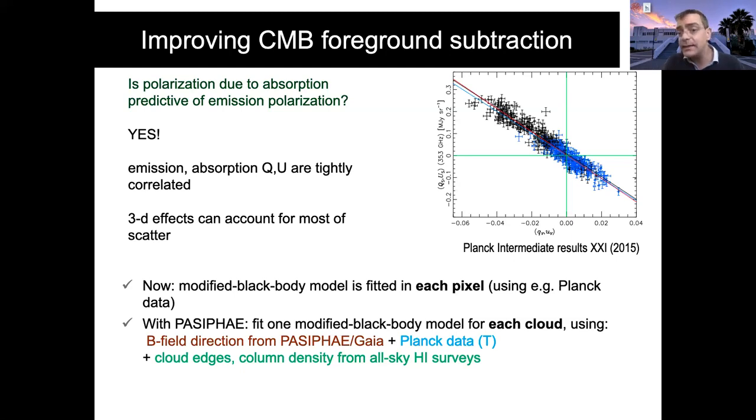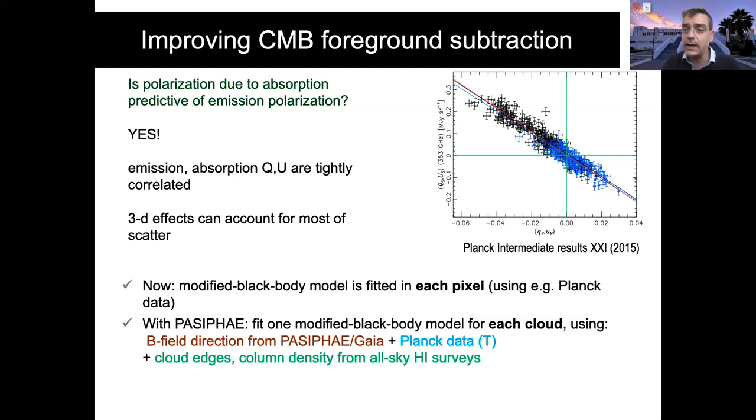Well, we can instead fit a fancier model where a modified blackbody is fitted per cloud, not per pixel, using H1 maps to find the edges of clouds and scale their emissivities, right? And the magnetic field direction in each cloud as measured by PASIPHAE to set the relative values of Q and U, the Stokes parameters, that give you the polarization angle in each cloud.